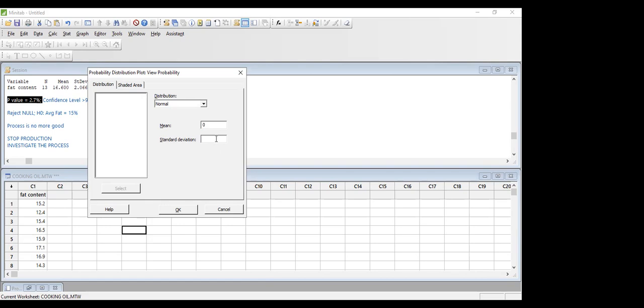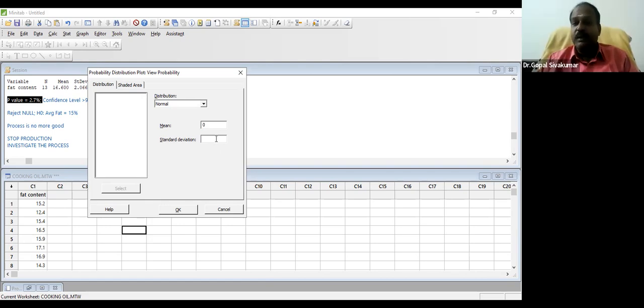Standard normal distribution. If you are very kind to everyone, you are no more a man, you are a god, right? So mean is 0, standard deviation is 1. When mean becomes 0 and standard deviation becomes 1, your distribution has become a standard normal distribution.